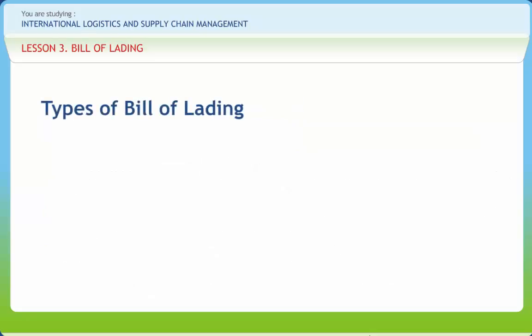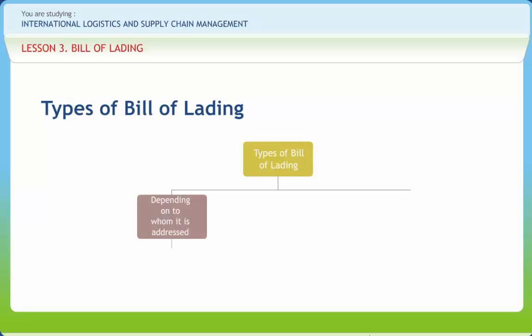The BOL can be classified on the following basis. First, depending on to whom it is addressed. Straight bill of lading states that the goods are consigned to a specified person. It is not negotiable and free from existing equities, that is, any endorsee requires no better rights than those held by the endorser.